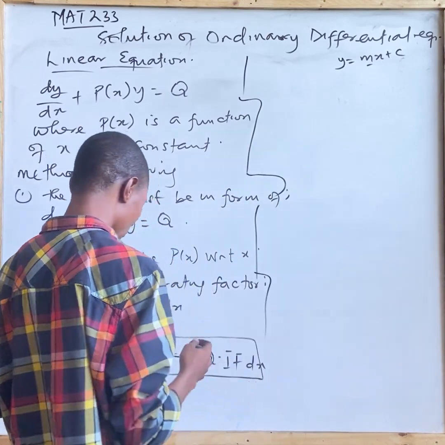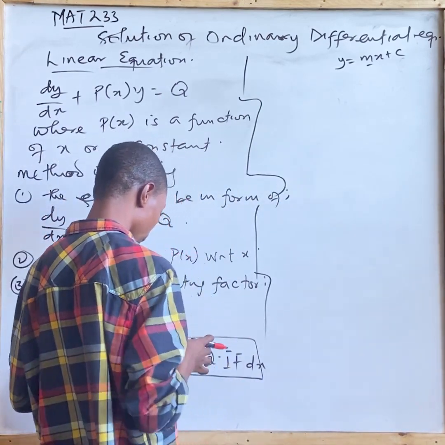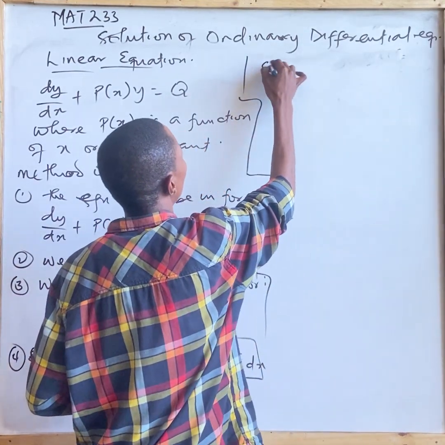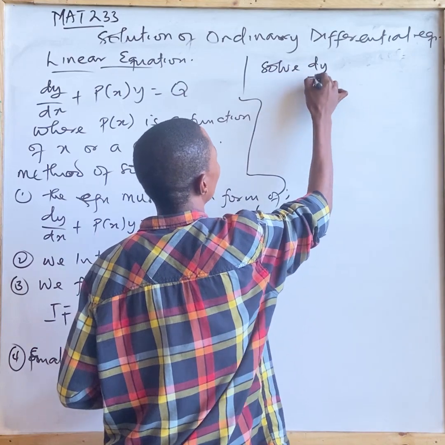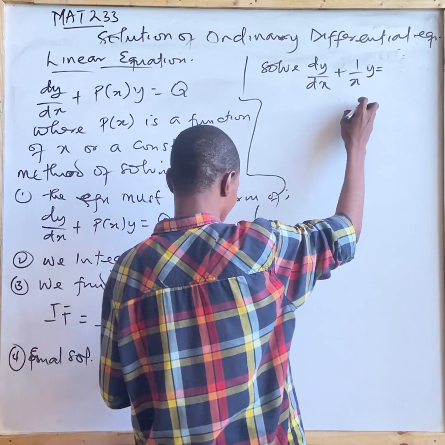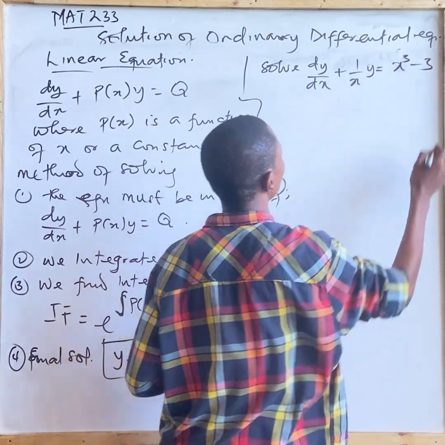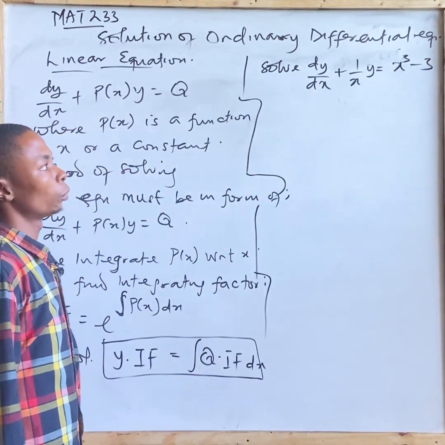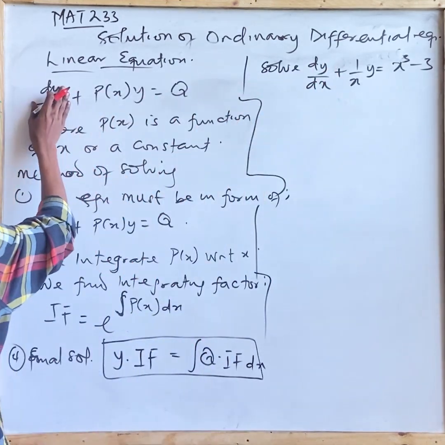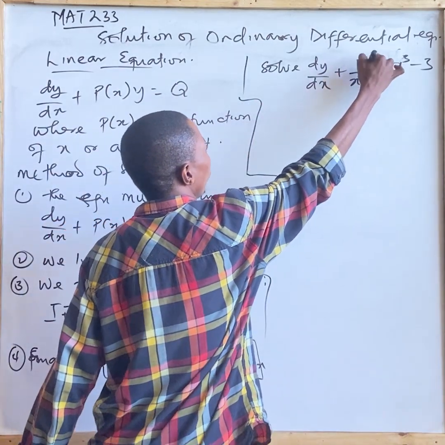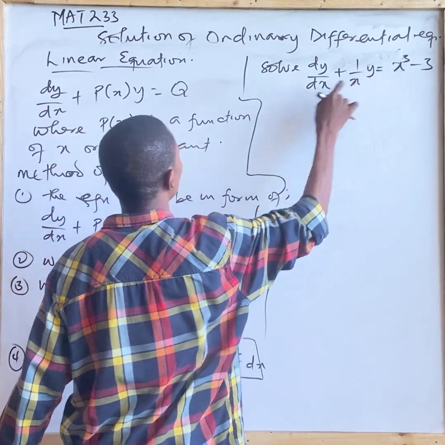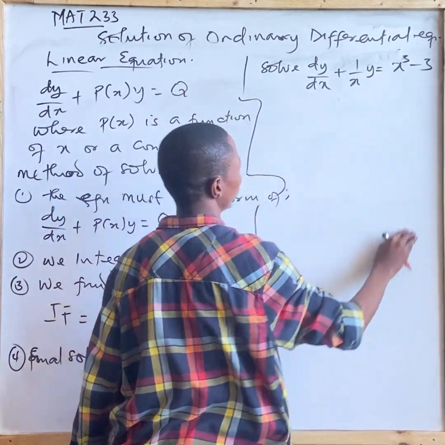So let's check some examples. Let's solve dy/dx plus 1 over x times y equals x cubed minus 3. You observe that this is dy/dx, the first part. This is p of x, a function of x. So my p of x here is 1 over x, times y, equals q. Q is the last part, x cubed minus 3.